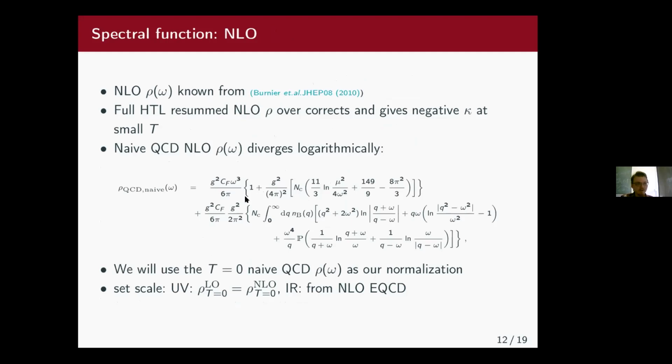In the UV, we will use the t equals 0 result, which is the first line here. The second line gives the logarithmically divergent full QCD result, but that diverges, so we will not use that in the UV. And in the UV, we set the scale by basically setting the leading order and next to leading order spectral functions to be equal. And in the infrared, we use again the EQCD result.